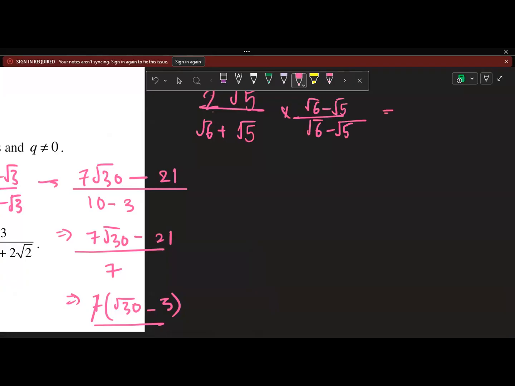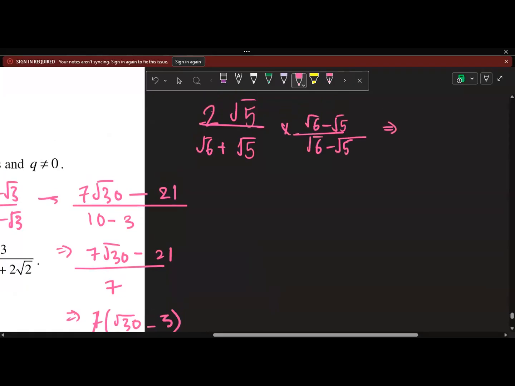Ma'am, I got the answer. Then I multiplied by 2 into root 6, so 12 root. I told you one thing, that only the root number will be multiplied with the root number, and the coefficient multiplied with the coefficient. So root 5 is multiplied with root 6. 2 remains as it is. So 2 root 5 into root 6 is how much? 2 into root 30. Okay?